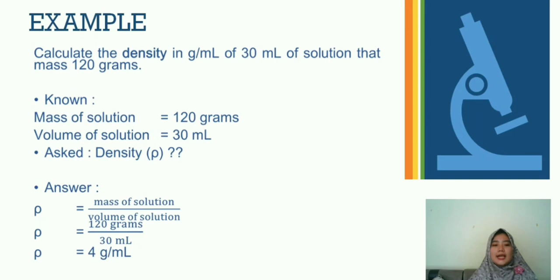For the answer, density is mass of solution divided by volume of solution. So, the mass of solution is 120 grams divided by the volume of solution, that is 30 milliliters. So, the density is 4 grams per milliliter.